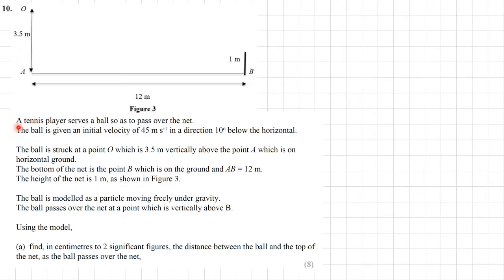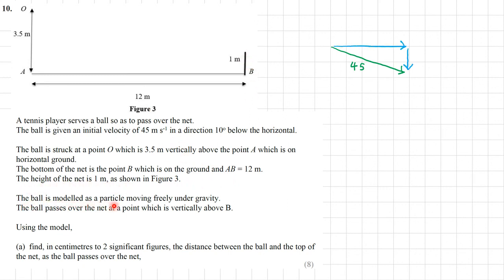Question 10. A tennis player serves a ball so as to pass over the net, and that's here. The ball is given an initial velocity of 45 meters per second in a direction which is 10 degrees below the horizontal. The ball is struck at a point O up here, which is 3.5 meters vertically above the point A, which is on the horizontal ground. The bottom of the net is at point B, which is on the ground, and A to B is 12 meters. The height of the net shown is 1 meter.